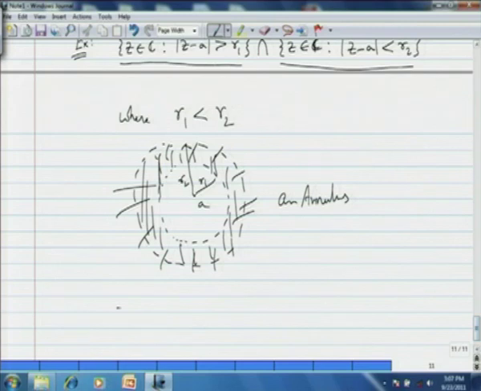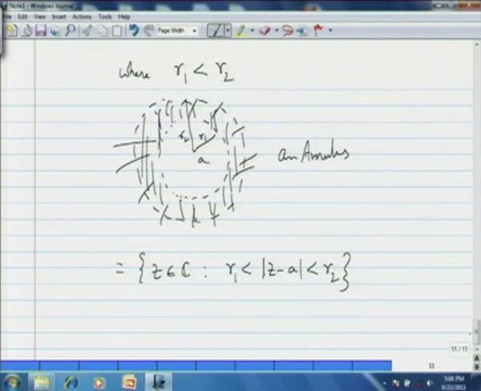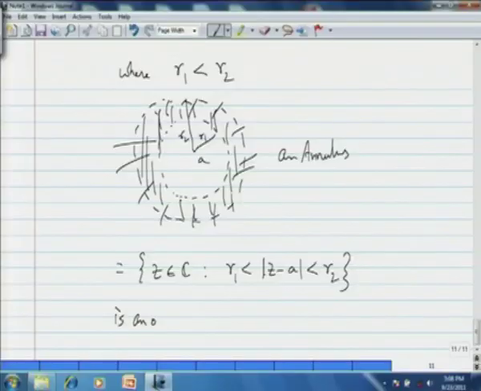And this can be written as the set of all complex numbers which have a modulus between r1 and r2. So, an annulus of this kind is essentially an open set. Why is this an open set? Well, it is an intersection of two open sets, and that is a way to generate open sets. So, this is an open set.